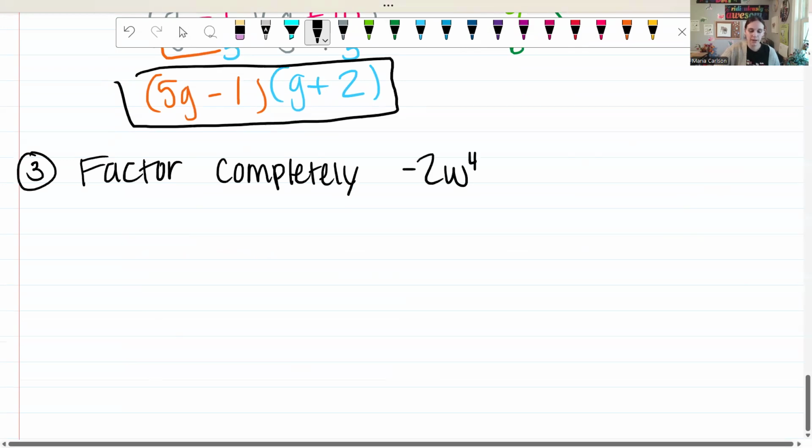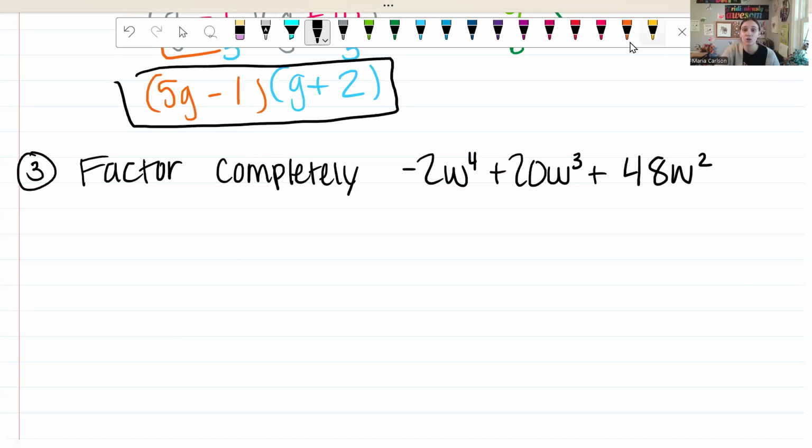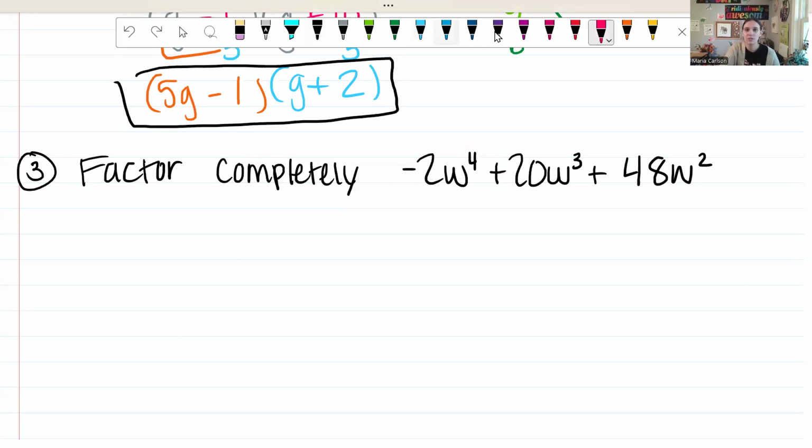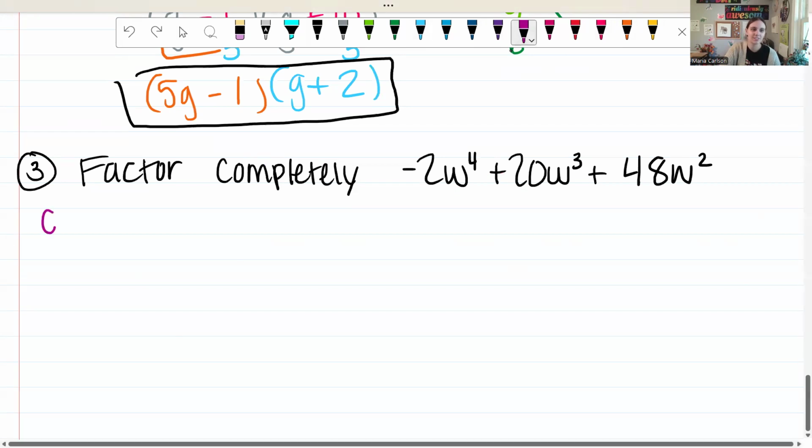-2w to the 4th power plus 20w cubed plus 48w squared. So looking at this, this actually isn't even quadratic because the degree, or the largest exponent I see here, is 4. Let's see here. We always want to look for a GCF first. So let's see if there is one.